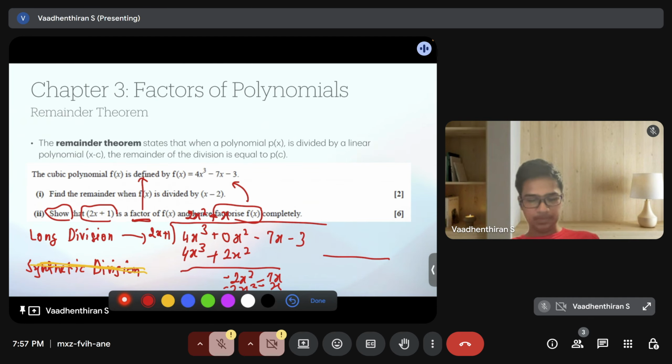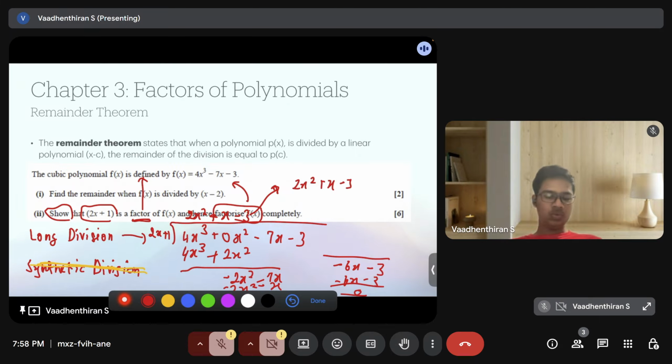It would be negative 6x minus 3. So you again write it as negative 3, which is negative 6x minus 3, which is 0. So the other term, the quadratic term, is 2x squared plus x minus 3. So now you can do the same similar way. You can factorize this to form the other two linear factors.